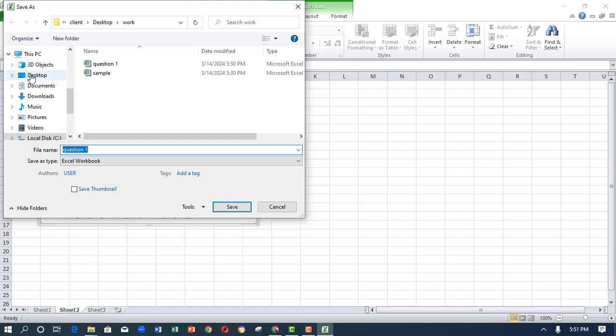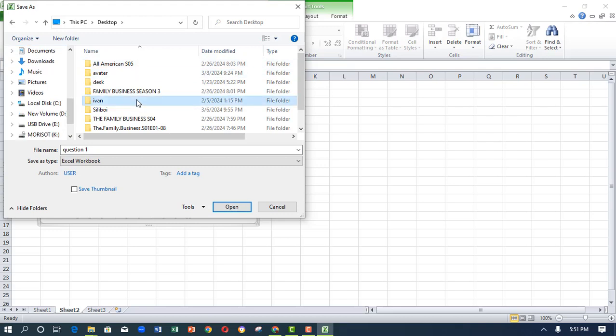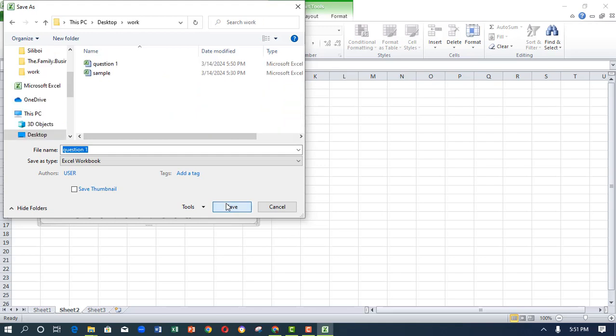So I'm going to choose desktop. After choosing desktop, I have my folder on the desktop. It is called work. Then you open it like that. After opening it, you change the file name. They have told us to save it as our name and registration number. So you come here in the file name, you remove question 1, you put there the file name that I have told you to save it.